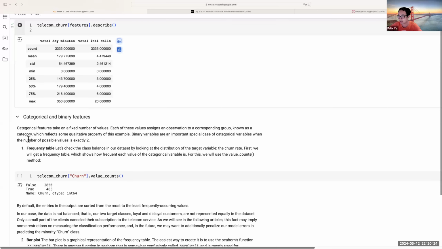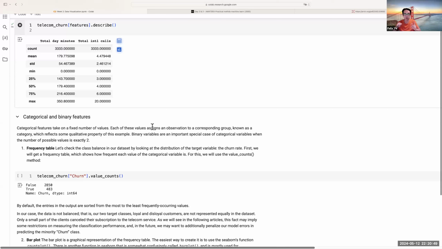This is different from the numerical features, where we have information like the mean and median. We don't have that here because it doesn't make any sense to take the median of the type of the houses. And a very special case among the categorical features is the binary features.